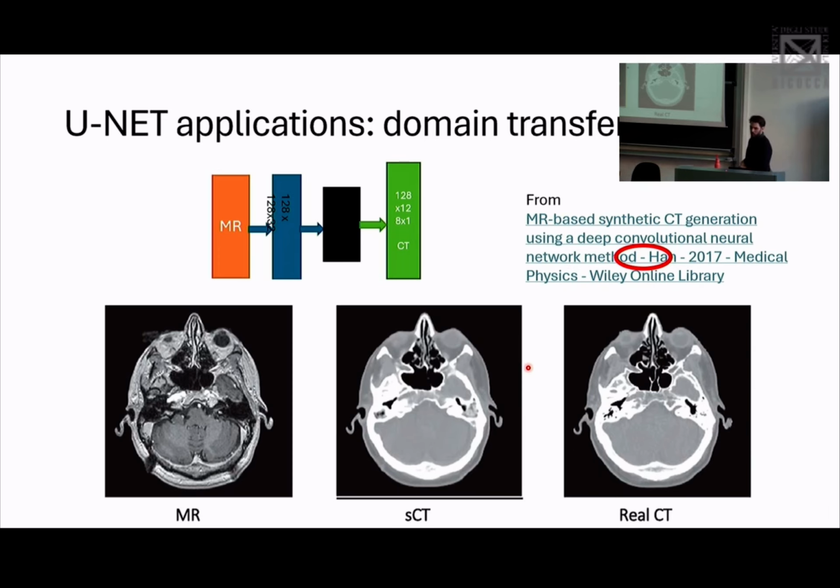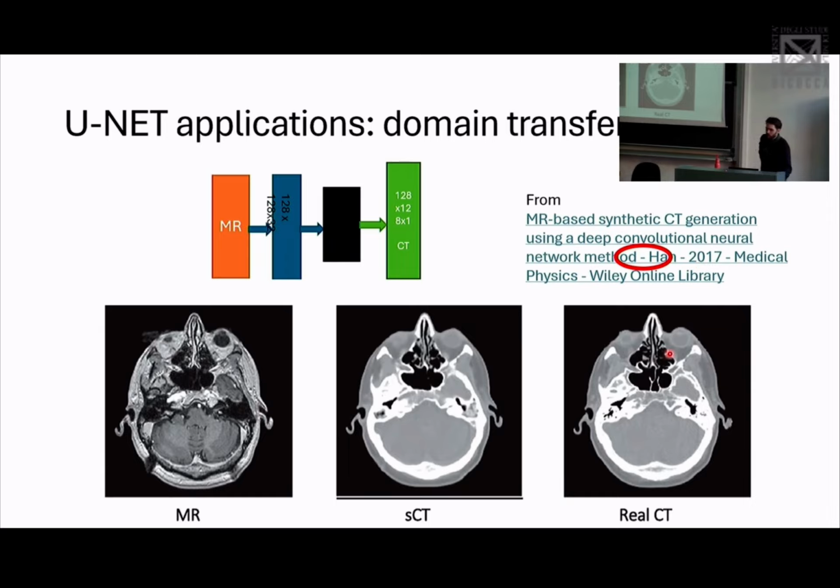And you can also do some domain transfer. This is a paper, this should have been this red circle here. That's already something from 2017. It's not really even that novel anymore.